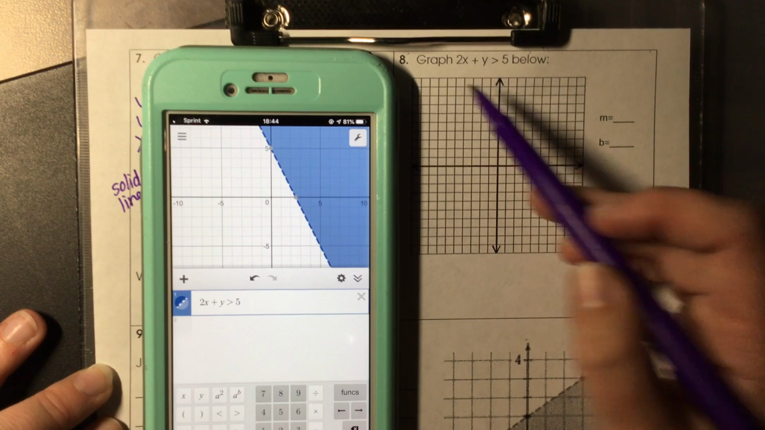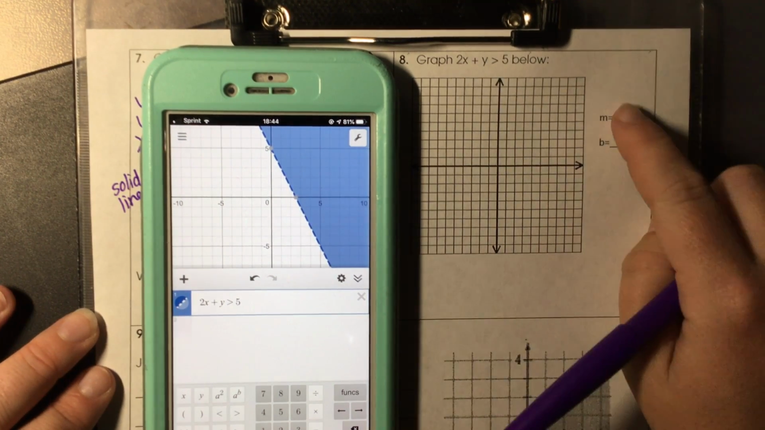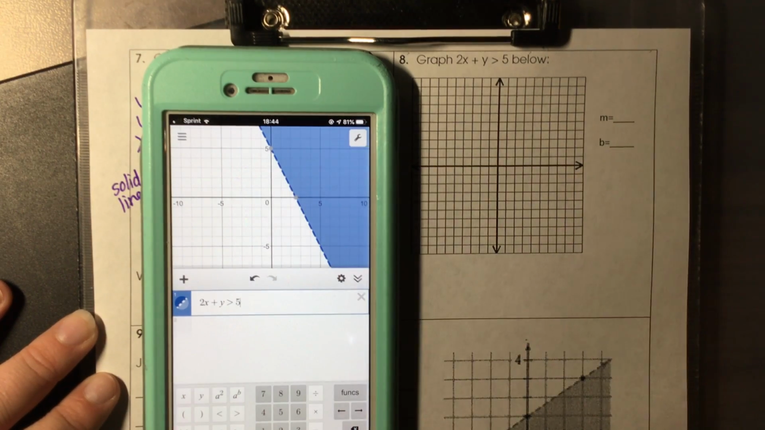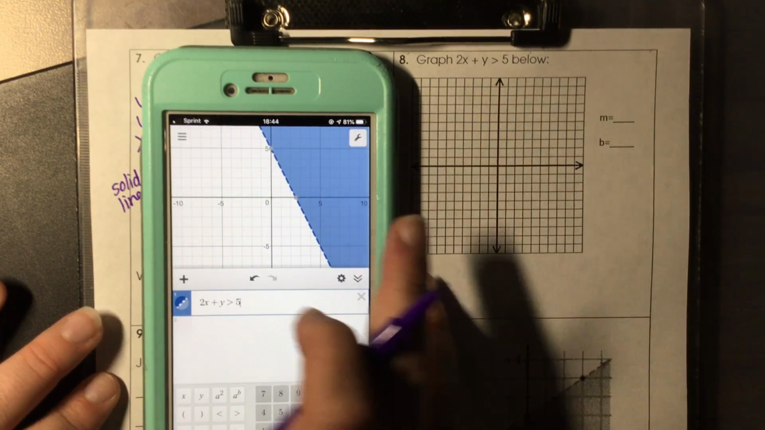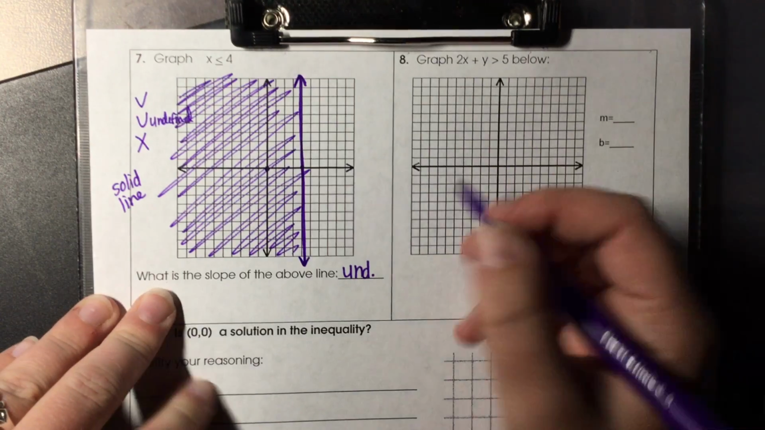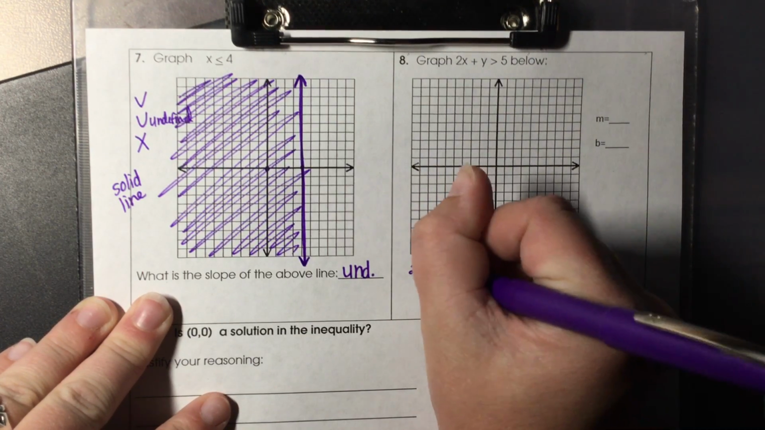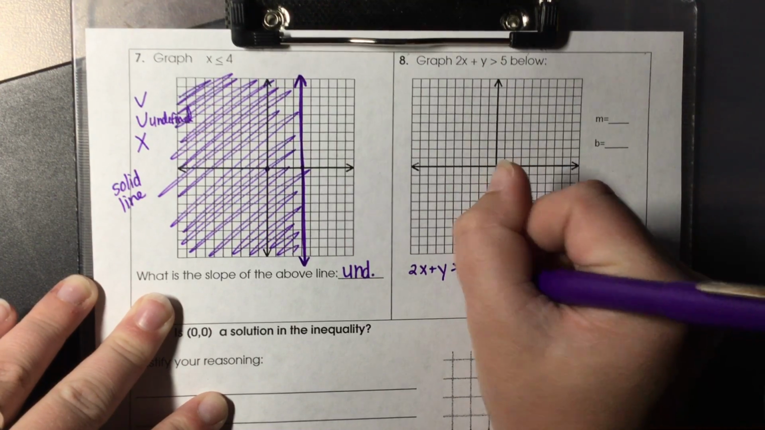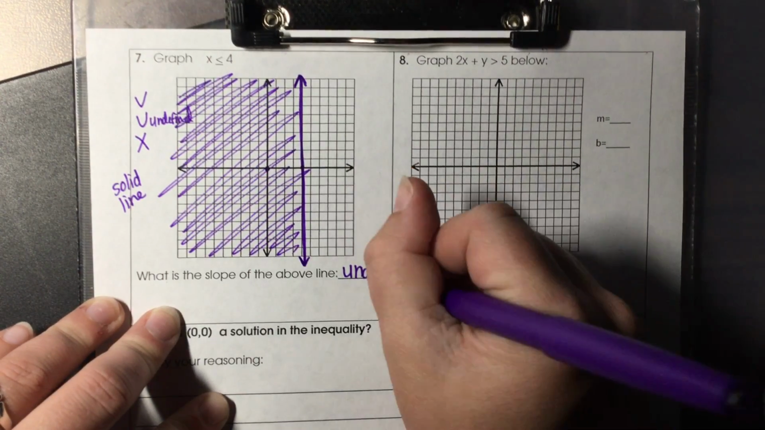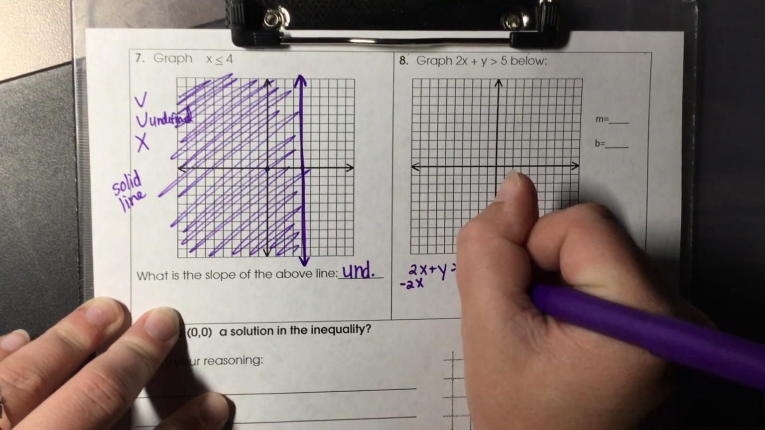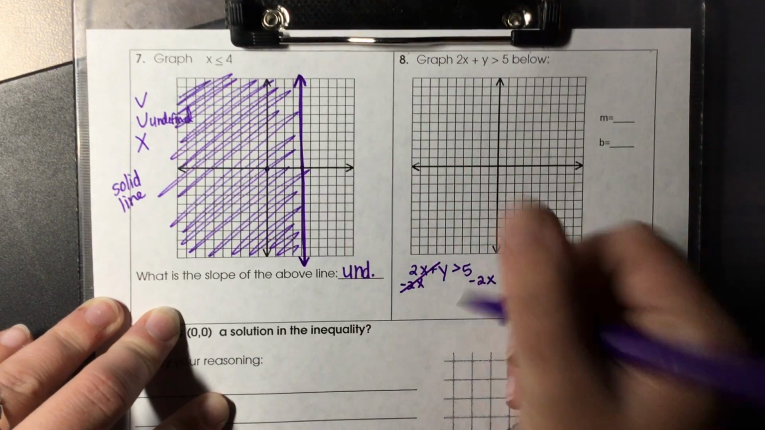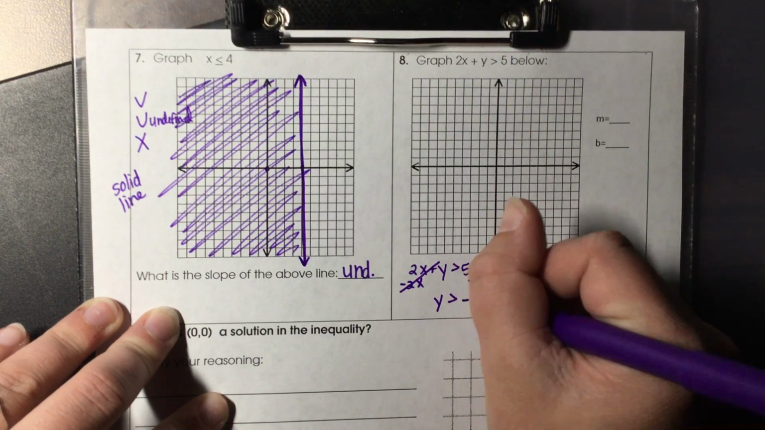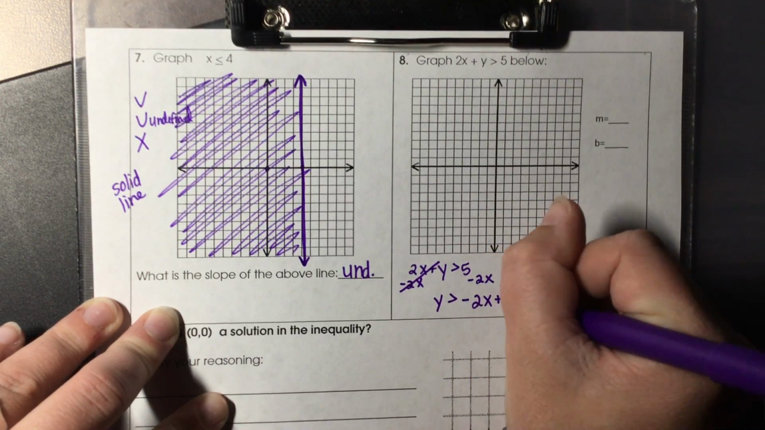I'm going to go ahead and solve this so that I can write my slope and my y-intercept. I could also find that from here, but I'm going to show how to work it out first. So I have 2x plus y greater than 5. I've got to get y by itself, so I've got to subtract this 2x away from y. So I end up with y is greater than negative 2x plus 5.